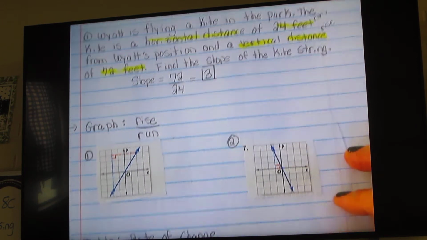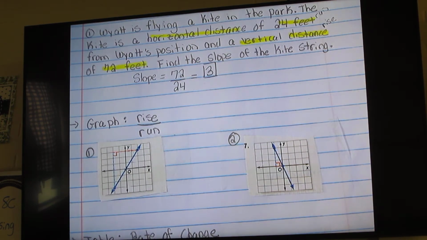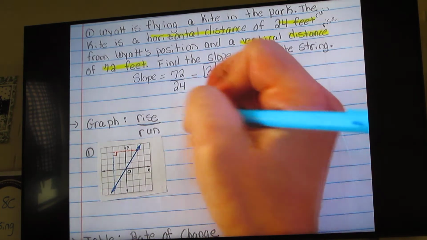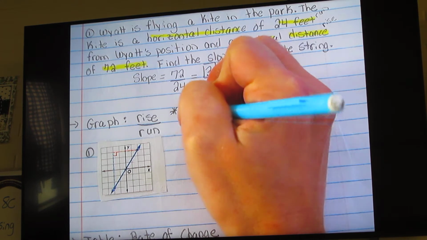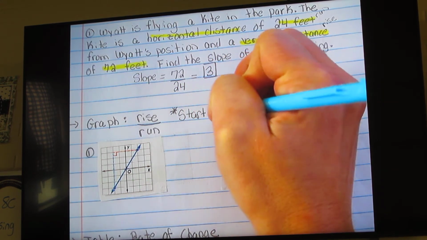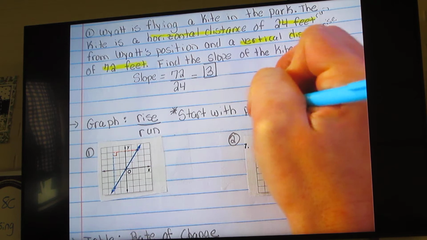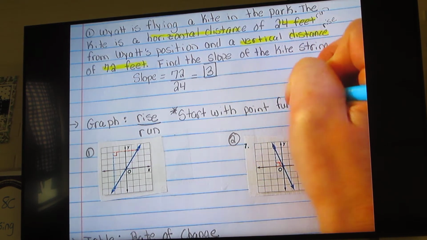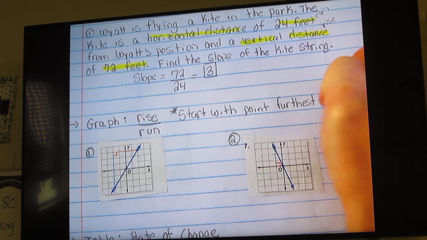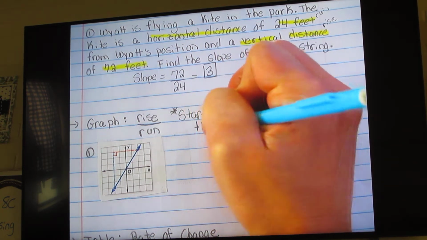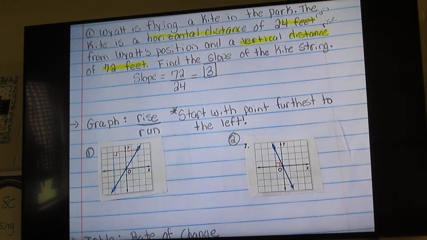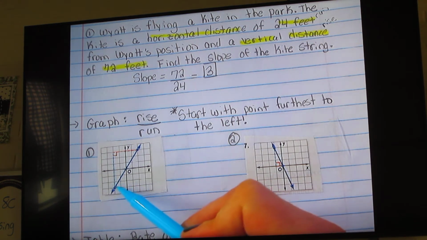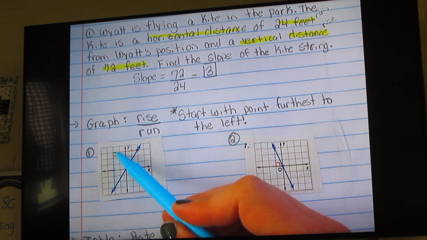Moving on to when you have a graph. With a graph, you also use rise over run. But one thing I want to add in here is that you always start with the point furthest to the left, because that way you can decide if your slope is negative or positive, depending on whether you're going to go up or go down.